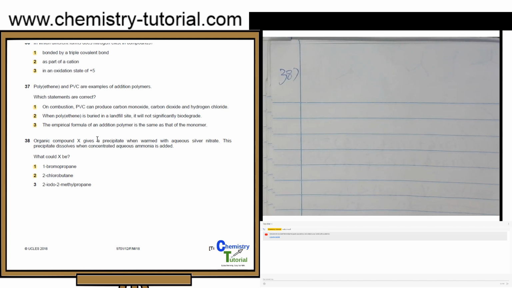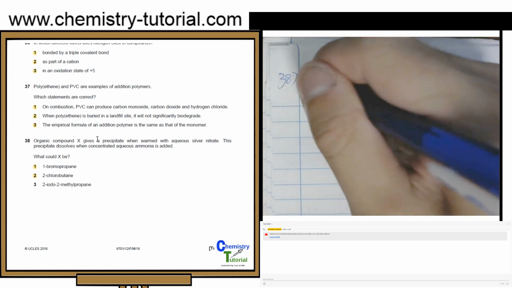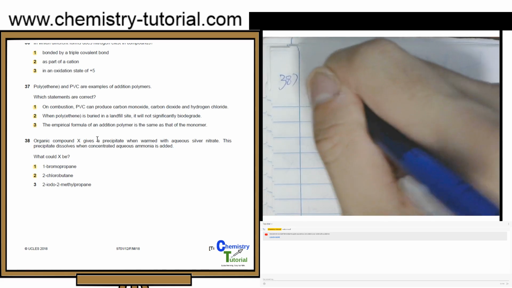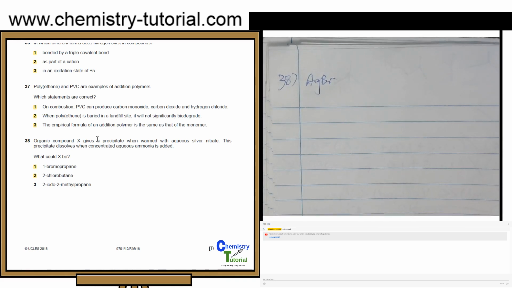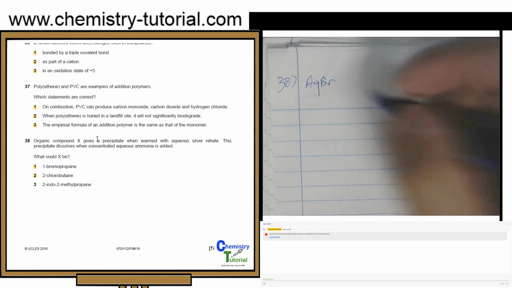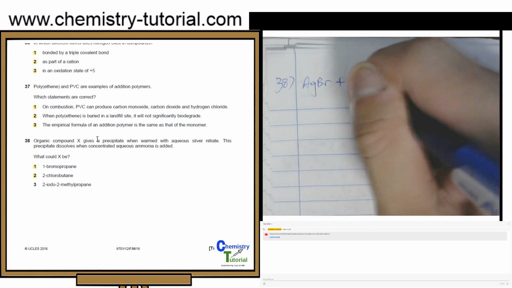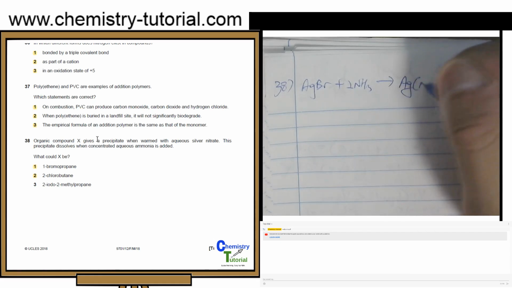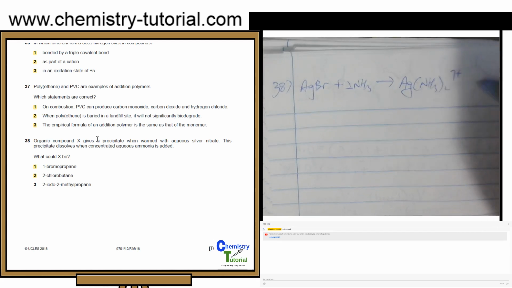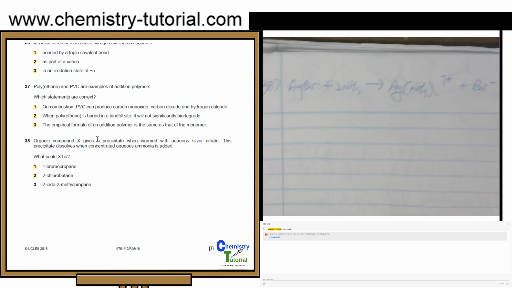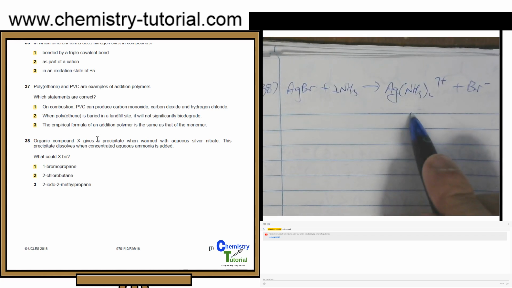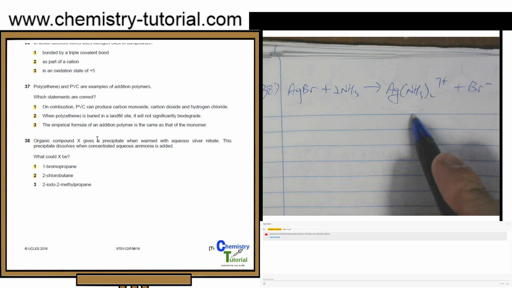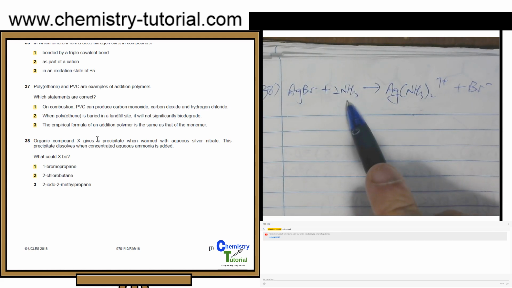What could X be? If you subject 1-bromopropane to those tests, silver nitrate, you're going to get silver bromide. Silver bromide can dissolve in excess aqueous ammonia to form this. This is our complex ion. The complex ion is soluble because it can form ion-dipole interactions with water, but it requires a concentrated ammonia solution.